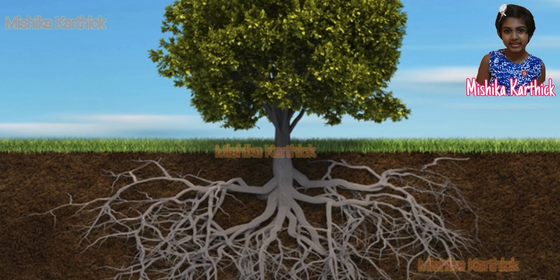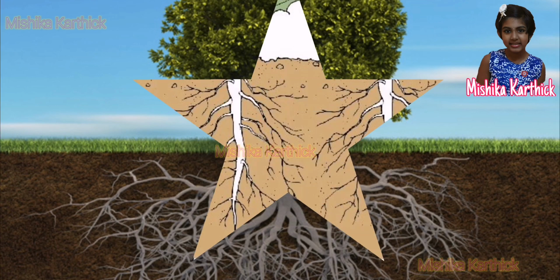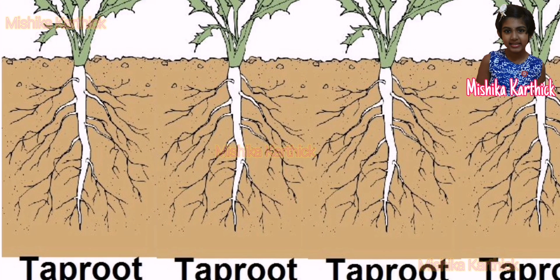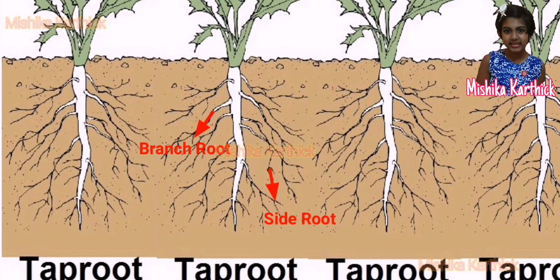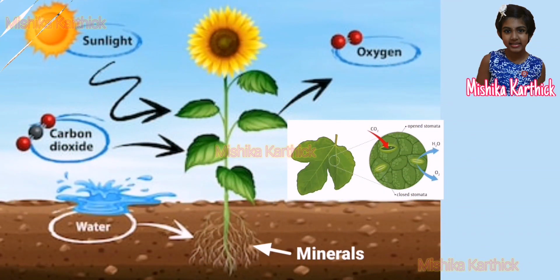Now we will see some words and their meanings. Taproot, the main root of a plant which gives rise to smaller side roots. Fibre root, a root system made of a cluster of roots of approximately equal size. Root hair, a thin hair like a branch of a root that absorbs water and minerals from the soil. Minerals, naturally occurring substance found in the earth that are not a part of an animal or a plant.